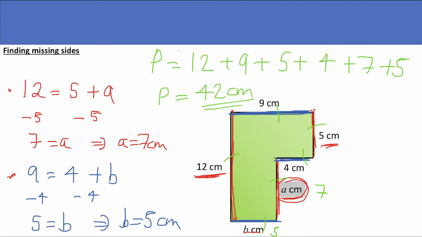So again, to find the perimeter, you are adding all the sides of the shape together. The sides that you don't have, you need to find, and then once you have everything, you add them all together, and that will give you your perimeter. The units for perimeter is centimeters, the same as all the sides.